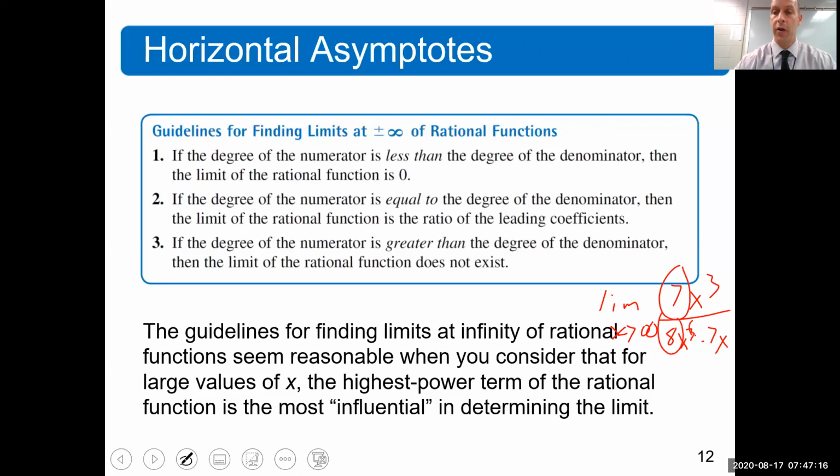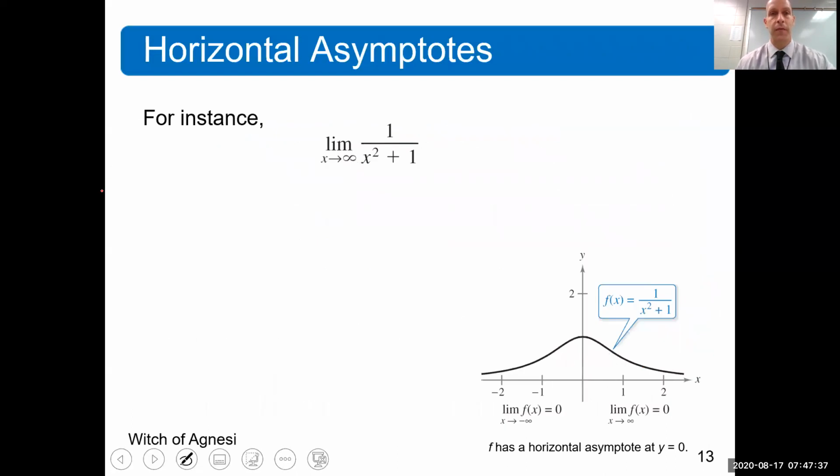Since these have the same degree of x to the third, the answer here would be 7/8. And then the third one: if the degree of the numerator is greater than the degree of the denominator, then it's DNE. It's DNE. These are very helpful guidelines. I highly encourage you to spend some time studying those.